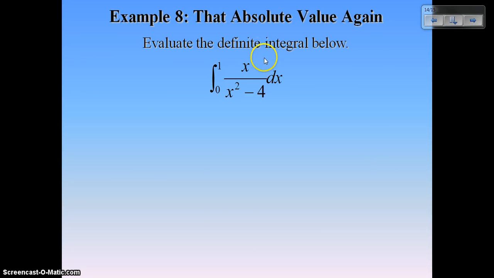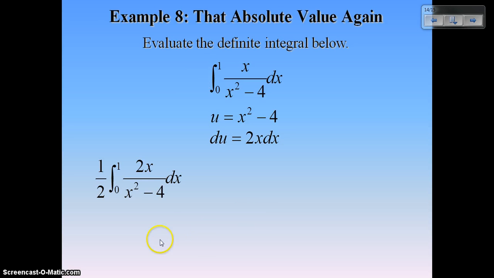And one final problem here. What's going to be my u? I would let u be the x squared minus 4. Du is 2x dx. So I'll need a 2 up here. I'll need a 1/2 out here to offset it. Ready to take my integral. That becomes 1 over u du. The integral of 1 over u is natural log u.